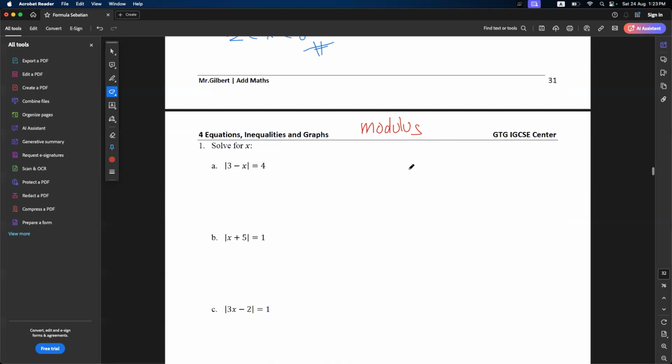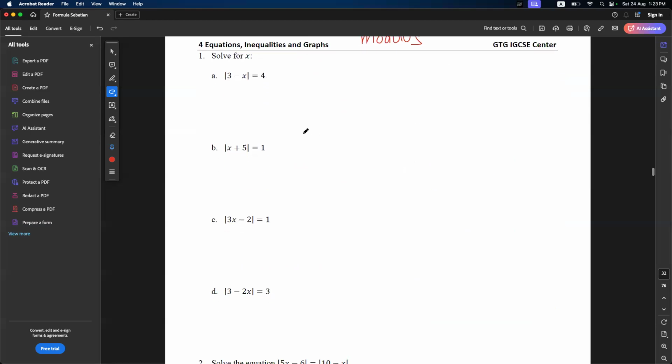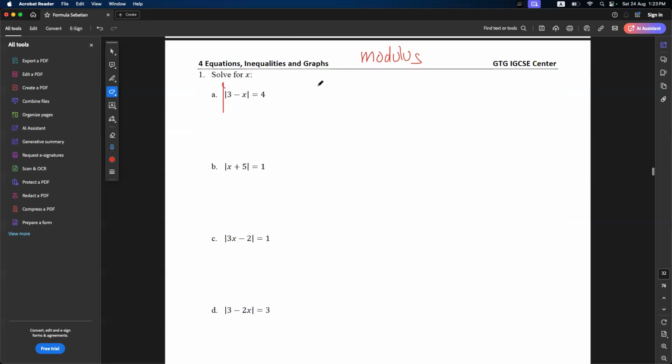Okay, let's talk about this real quickly then. It's actually the easiest chapter, right? It's almost not maths. So, the word for this symbol is called the modulus. And what does modulus mean?